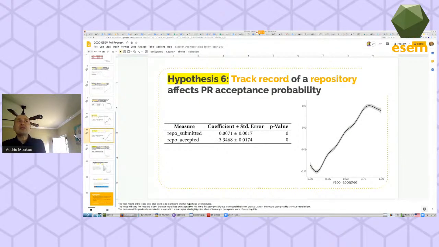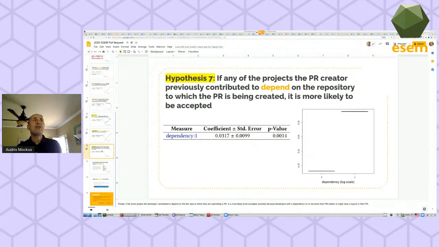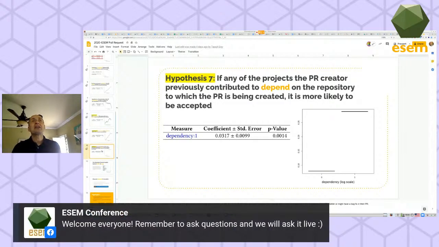So the track record of a repository as well, whether or not there were any PRs submitted to the repository in the past, and whether or not the repository has accepted something in the past, also has a strong chance of affecting the acceptance. And the final hypothesis we tested was dependence. If the projects that the PR creator previously contributed to depend on the repository to which the PR is being created, it's more likely to be accepted. This is a supply chain concept: if the project you work on depends on the project on which you're presumably fixing a bug in a library, then the chances of acceptance increase. And indeed, that's the case.